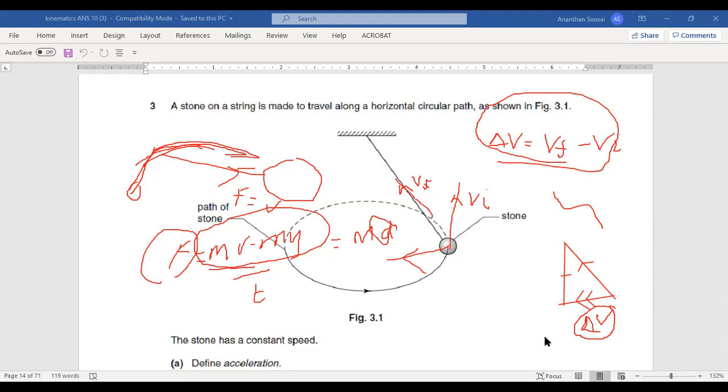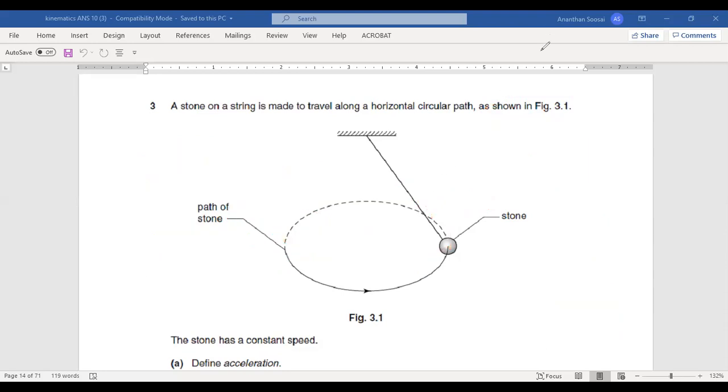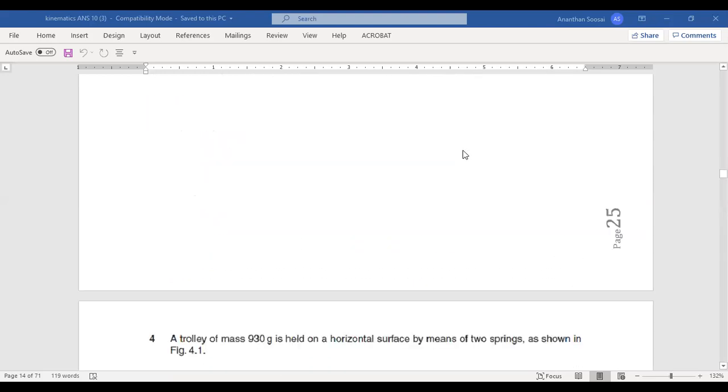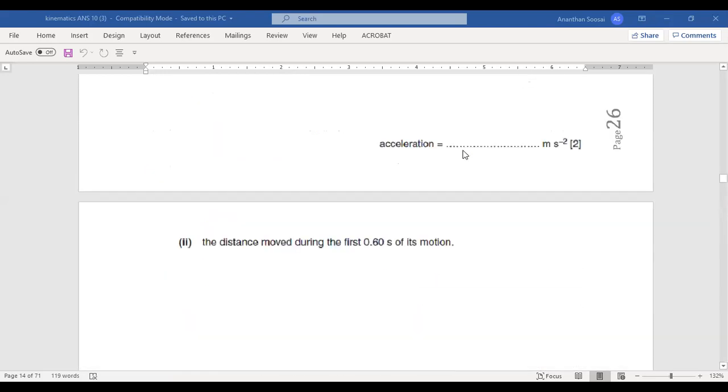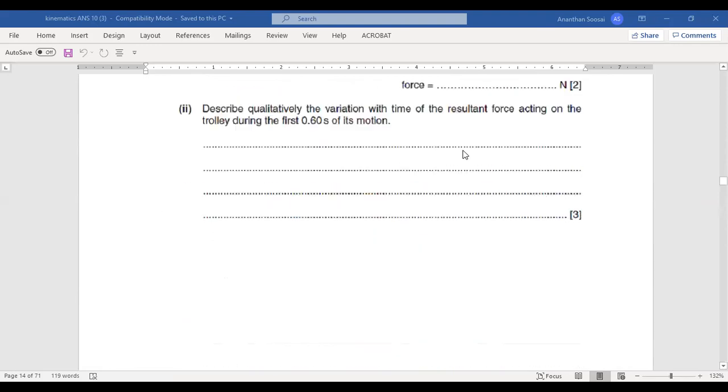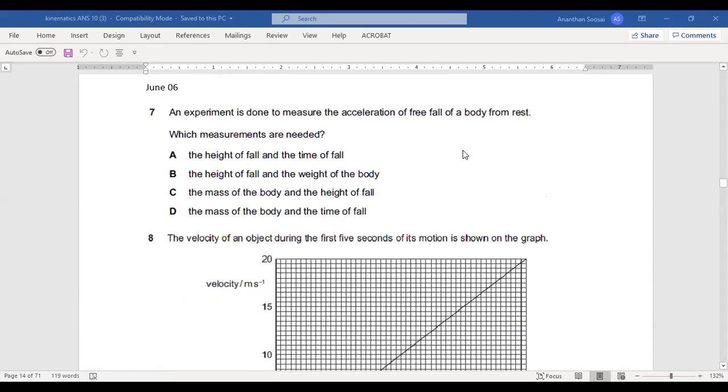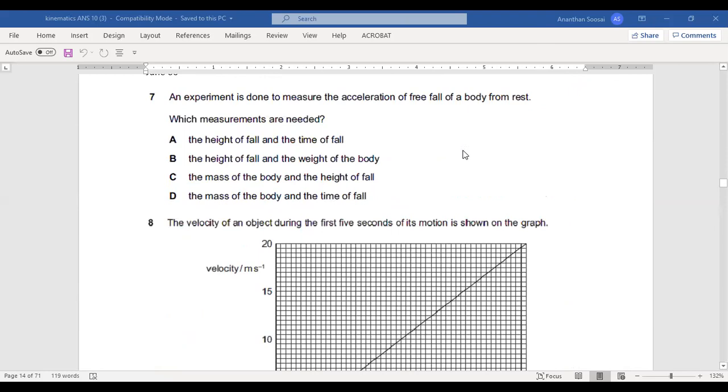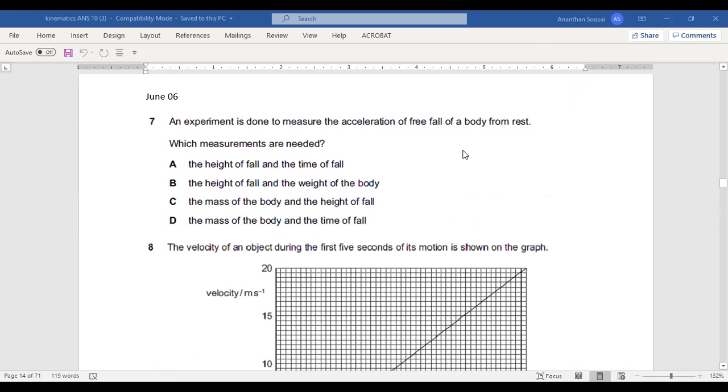So let's move on. Okay, more questions? Okay, June 6, question 7. What's the answer?